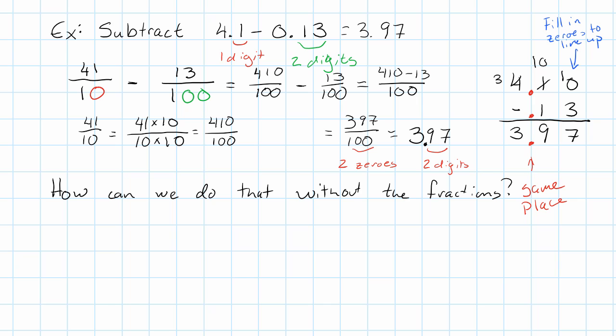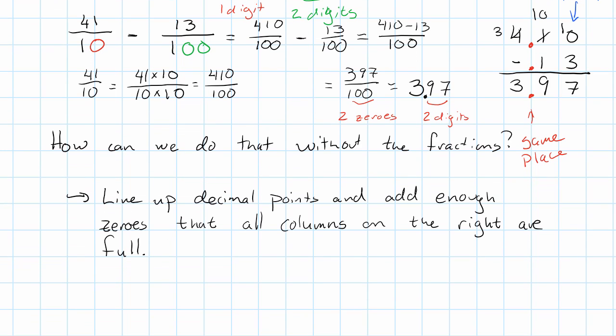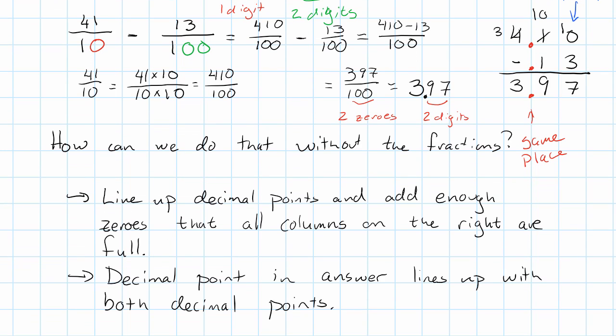What is it we need to do? We had to line up the decimal points and add enough zeros that all the columns on the right were full, and then the decimal point in our answer lines up with the decimal points in the numbers we started with. Right, so this first step is like getting a common denominator, and then the second step is just like the denominator in the answer being the same as the denominators we started with.